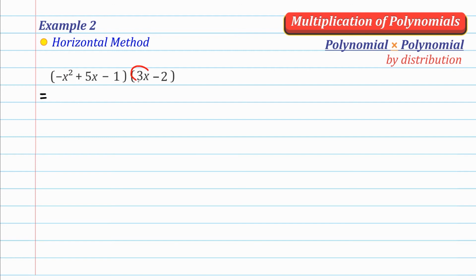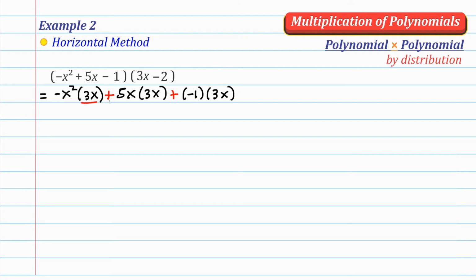So, why not try to distribute 3x to each term here, and then afterwards, distribute negative 2 to the same 3 terms here. Okay, so doing that, let me set it up first. Let's multiply 3x by this one. We have negative x squared times 3x plus. So this time, multiply 3x by this one. So we have 5x times 3x plus. This time, multiply 3x by this one. So we have negative 1, be careful with the sign, times 3x.